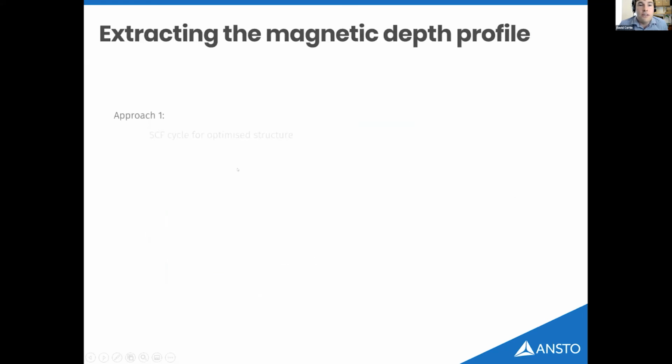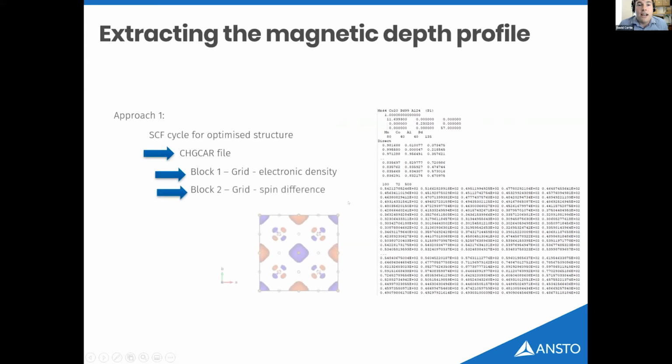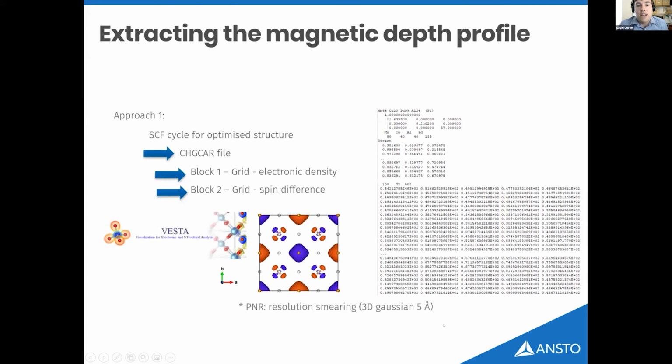And the key thing here is after we have the DFT cycle, we can extract the charge density file, and we end up with a grid of values like this, which tell us the spin density at any position. And we might end up sometimes with antiferromagnetic structures like this. So we need to perform some averaging, which we do with some kind of Gaussian to approximate the averaging that occurs in the experiment, both laterally and vertically.